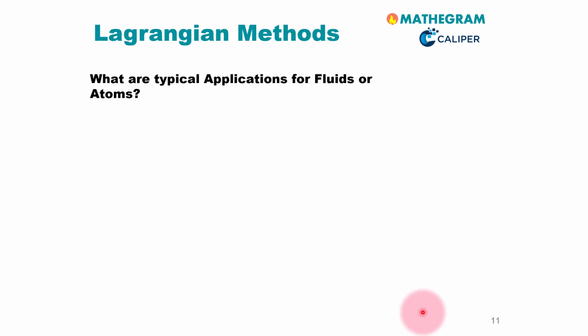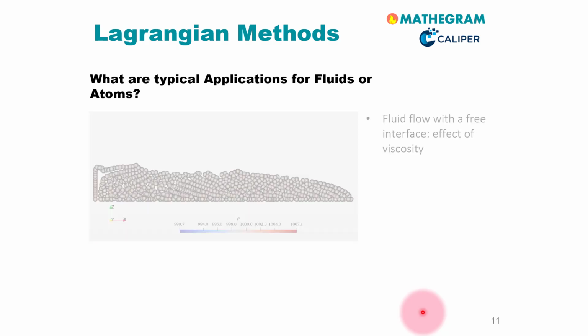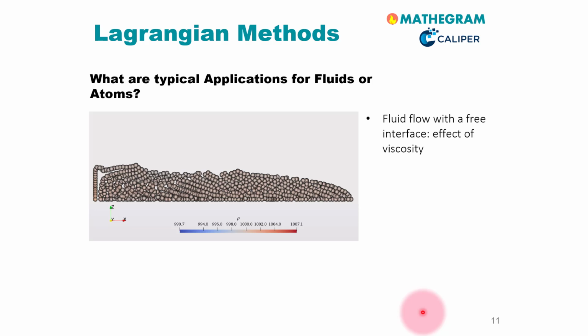Other applications of Lagrangian methods for fluids include the so-called smoothed particle hydrodynamics simulation. Here you see a fluid flow with a free interface. Here we have a fluid, here we have a very low density fluid, for example, air. Here you see the density distribution. In the SPH method, we track the particle positions and also reconstruct the local density of the fluid, which you see is around 1000, so this is water.